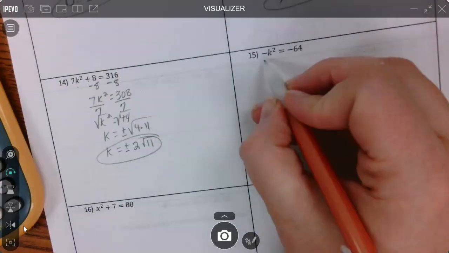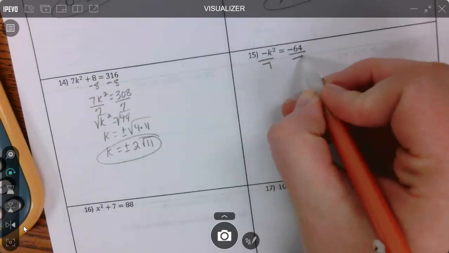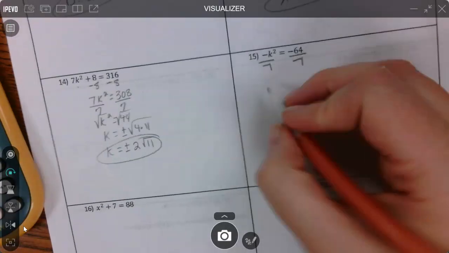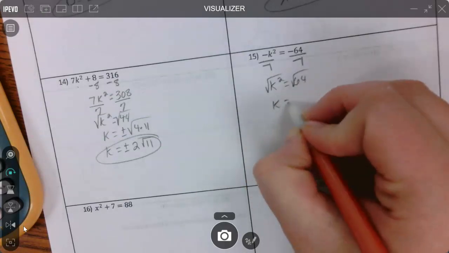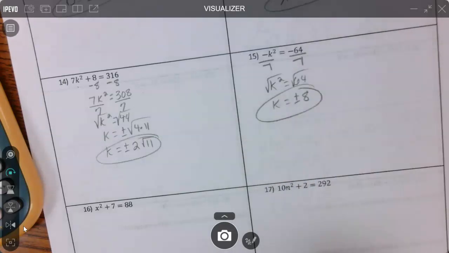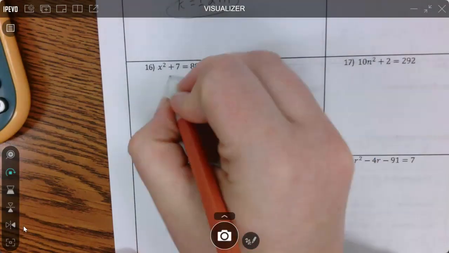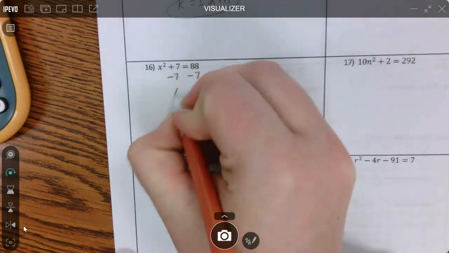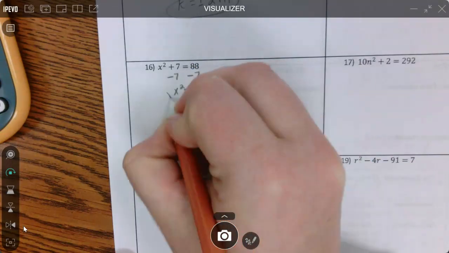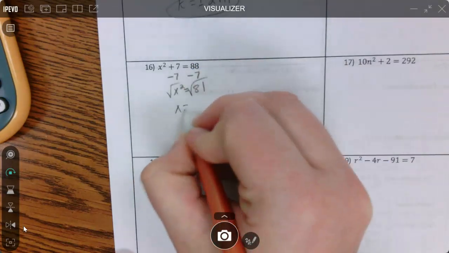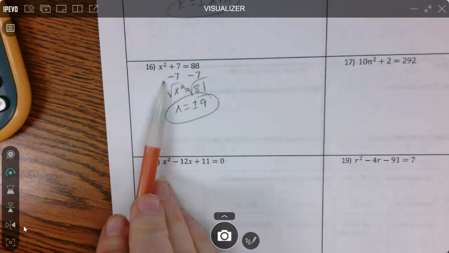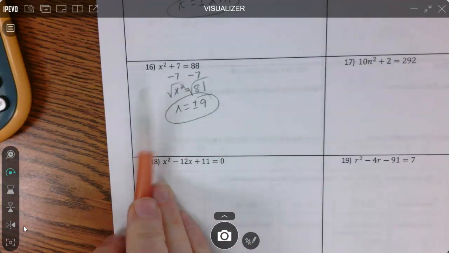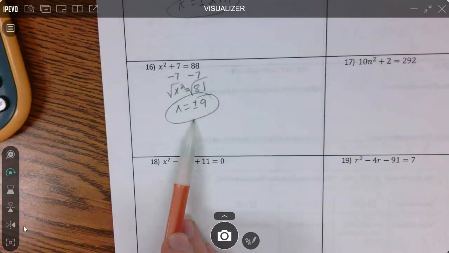On 15, you have to divide both sides by negative 1. There's a negative in front of the radical, so you have to get rid of it. So that's just k squared equals 64. The square root, you get k equals plus or minus 8. Okay, number 16, we are going to subtract 7 on both sides. We get x squared equals 81. Take the square root of both sides, and x equals plus or minus 9. Now you might have a question on your test that's got this type of question, and it says, well, how many solutions do you have? You have 2. You have a positive 9 and a negative 9.